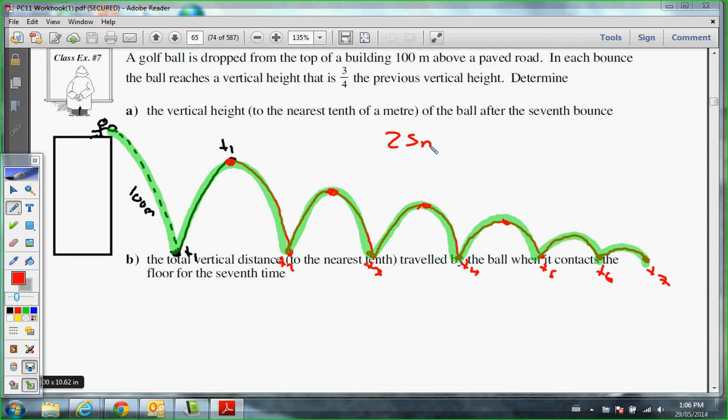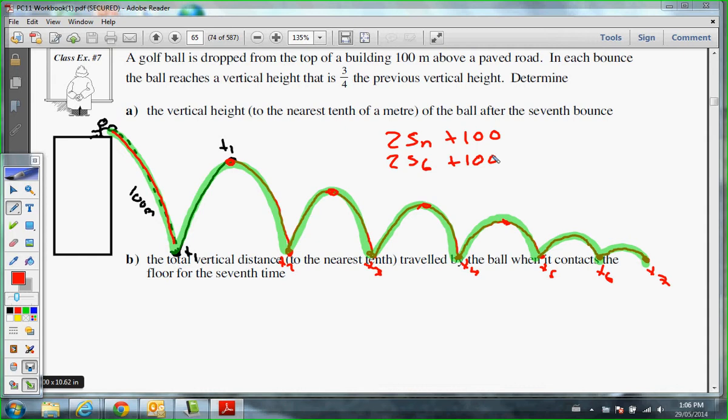There's one piece on here that's kind of its own chunk. So 100 meters. This is not part of the pattern. So I need to go 2 S sub n plus 100. And the n in S sub n is 6, not 7. So all I do is figure out what S sub 6 is, times it by 2, then add 100 to it.